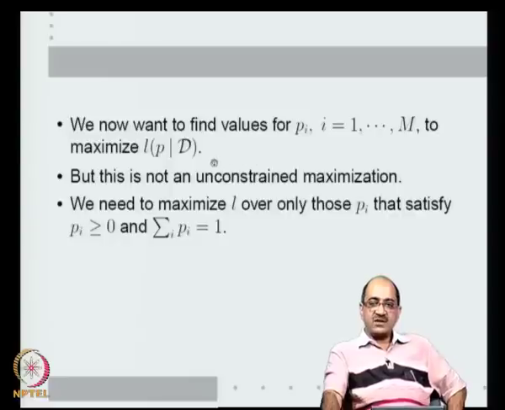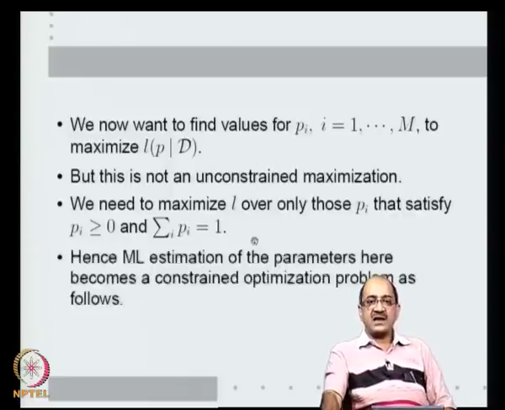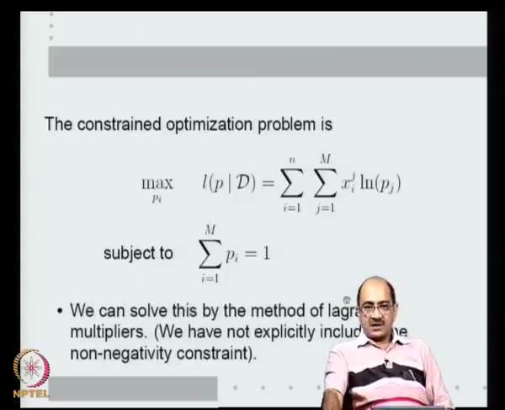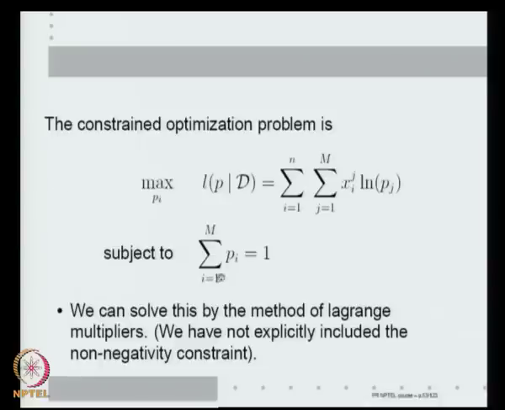So, the maximization of the log likelihood now is not an unconstrained maximization problem, but a constrained maximization problem. The ML estimate now becomes a constrained optimization problem. What is the constrained optimization problem now? We want to maximize L(p) given D, which is given by this expression, subject to the summation i equal to 1 to m, p_i equal to 1.